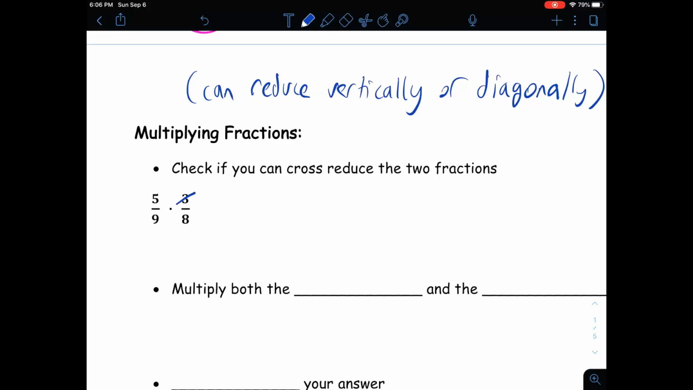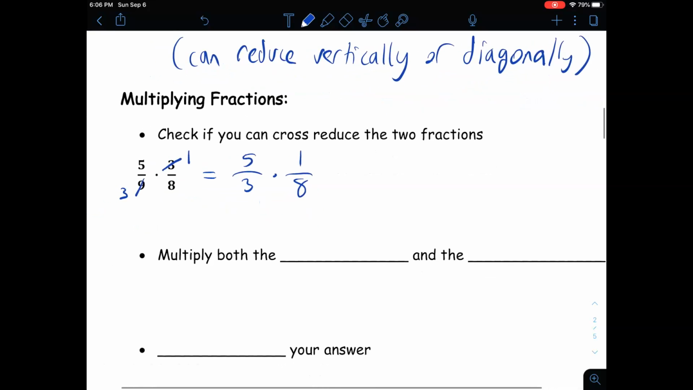3 goes into 3 how many times? Once. 3 goes into 9 how many times? 3 times. So basically you want to find the biggest number that goes into both of them. Obviously the number can't be bigger than the smallest number because that wouldn't work, right? So 3 goes into 3 one time, 3 goes into 9 3 times. So we have 5 over 3 times 1 over 8.